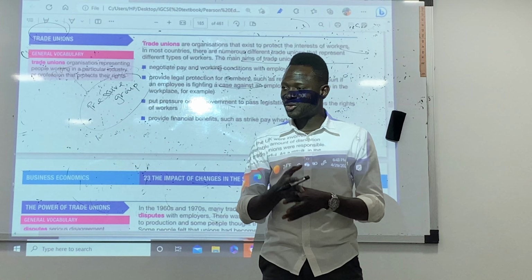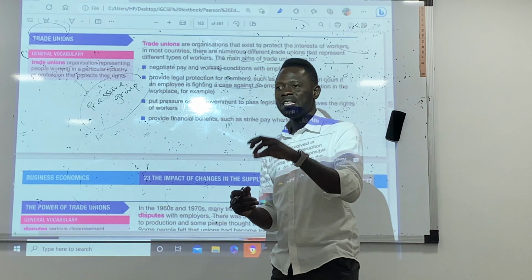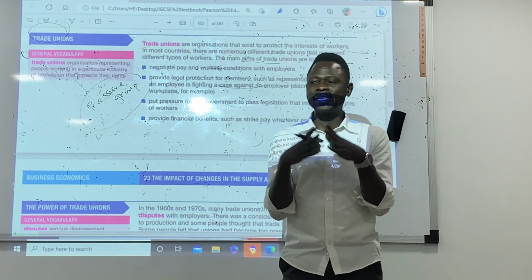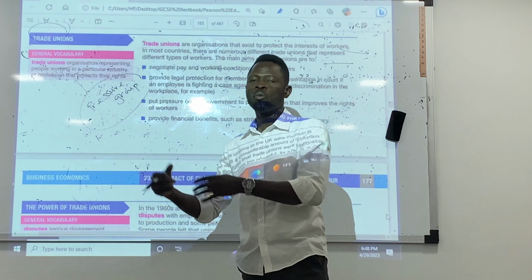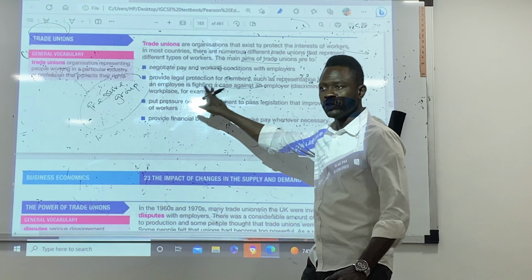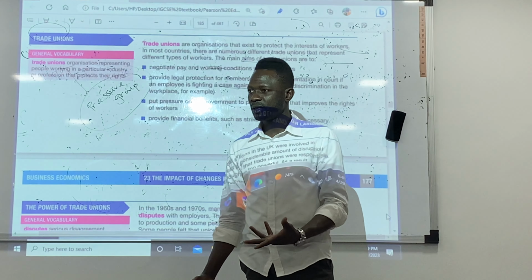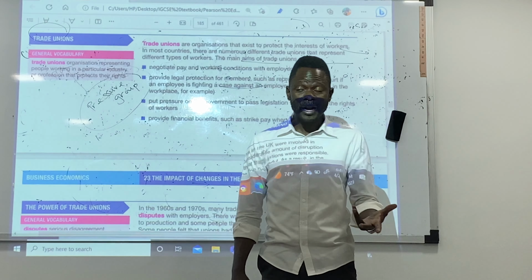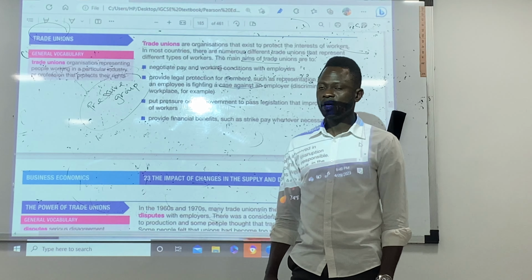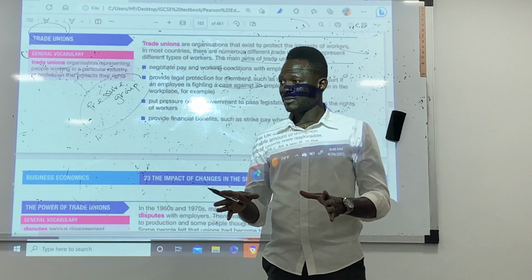They will be scared to mess up. They are a group of people forming an organization to protect the interests of workers. Do you get it? So the first thing, their aim is to ensure that workers get higher pay. If your company is not increasing your salary and you're a trade union member, just go to them and they negotiate for you. Not only your salary, also a conducive working environment, so health and safety.